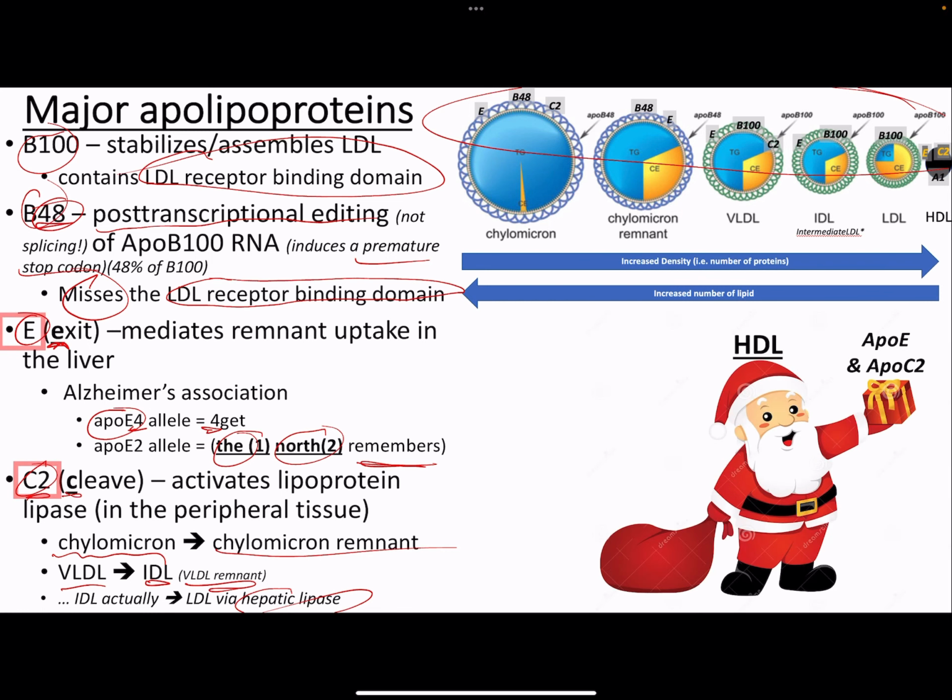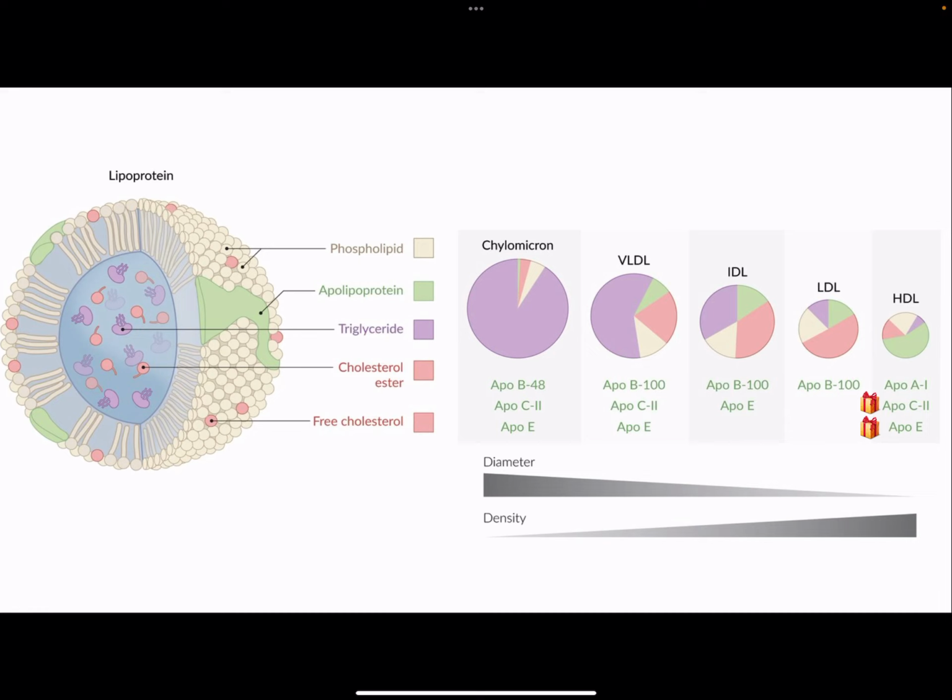Now, ApoE and ApoC2 are gifts from the HDL. HDL is a nice guy. It's a nice guy, and it's the good one for us, right? HDL is the good cholesterol, LDL is the bad one. One of the reasons is that it's good in that it's healthy, but it's also good in that it's nice, and it's gifting things. It's gifting E and C2 to other lipoproteins.